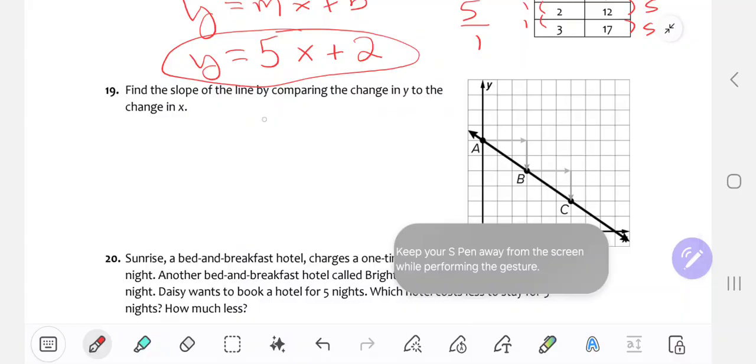Find the slope of the line by comparing the change in y to the change in x. So we have a run of 3 and a rise of 2. So the change in y is -2, the change in x is 3, so there's my slope.